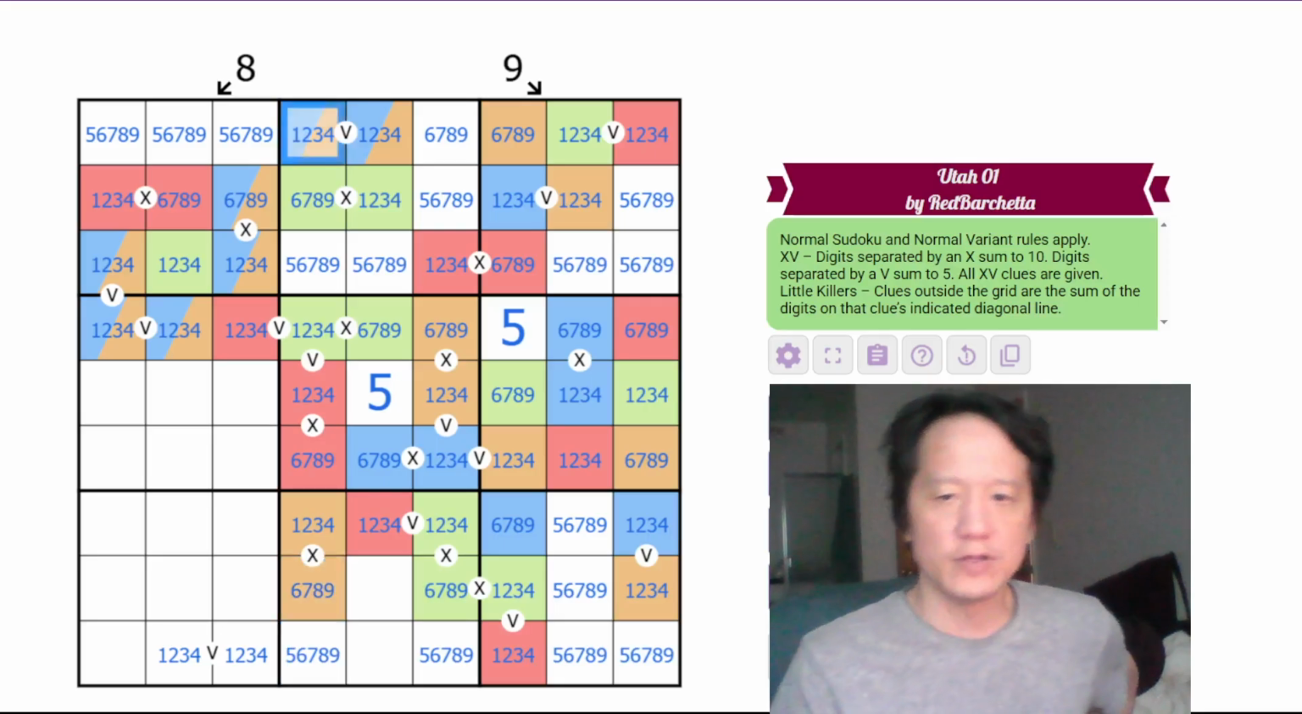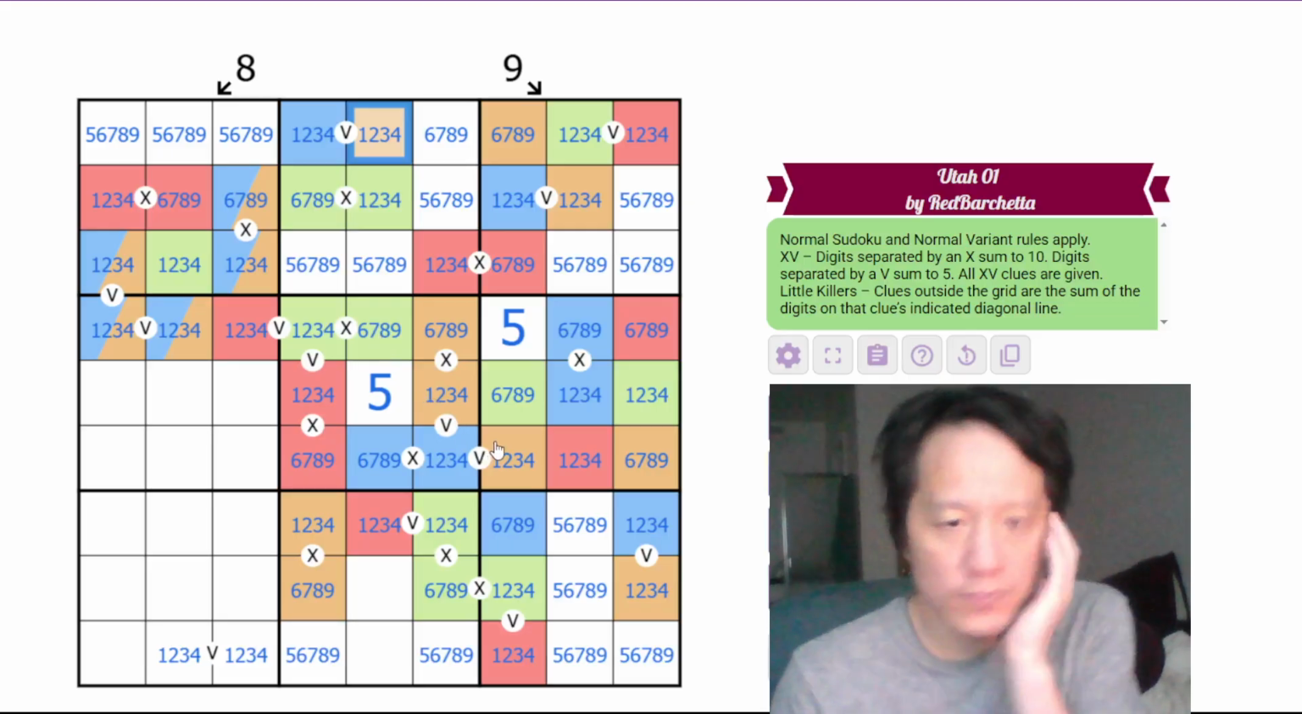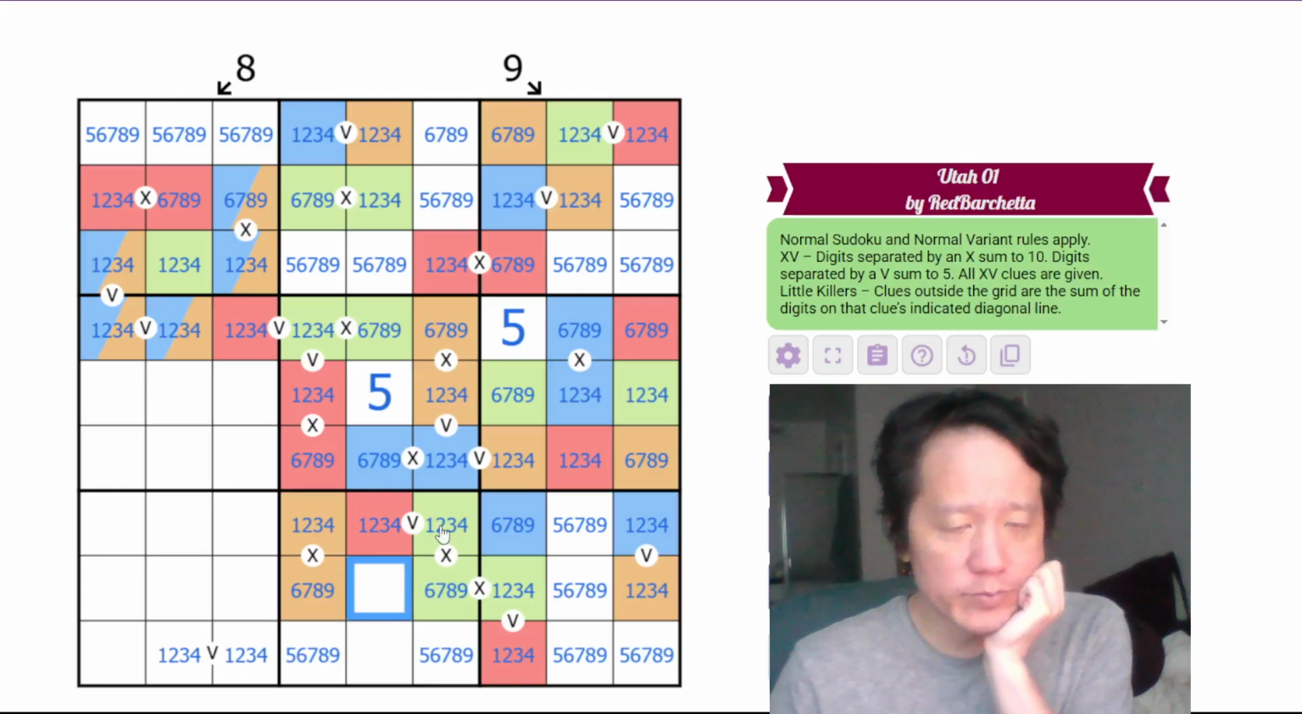Therefore, this can't be low orange. This is the low blue, which means it can't be high blue or low blue. This has to be low orange. We're missing low blue. It can't be either of these.